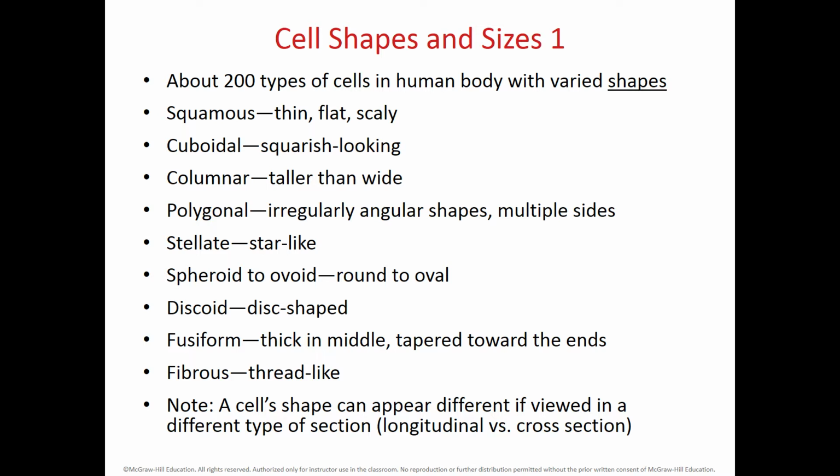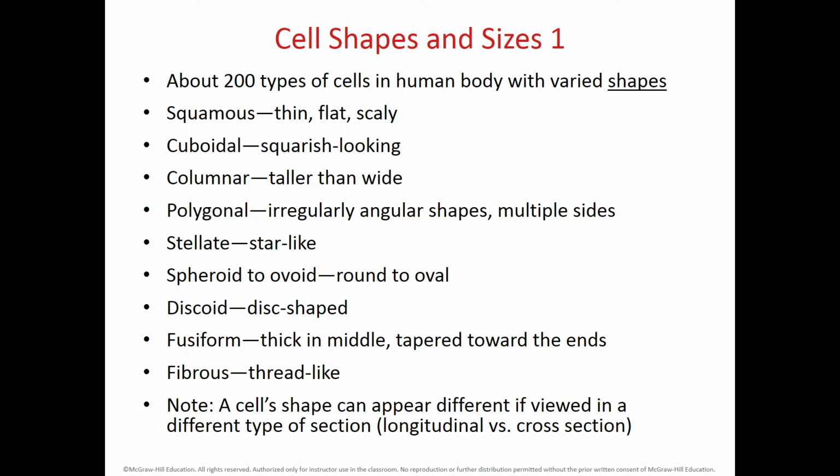If the cells are thin, flat, or scaly, they are classified as squamous cells. If the cells have a shape like a square, they will be called cuboidal. If the cells are taller than wide, they will be columnar. If the cells have multiple angles and multiple sizes, they will be called polygonal. If the cells have the shape of a star, they will be called stellate. If the cells look round to oval, they will be called spheroid or ovoid.